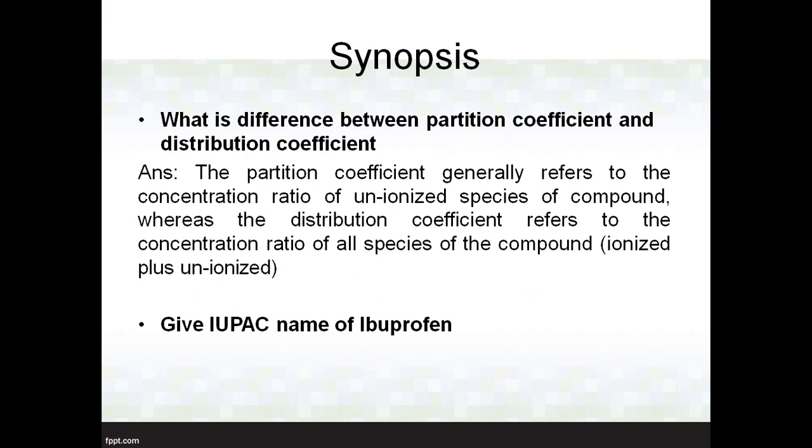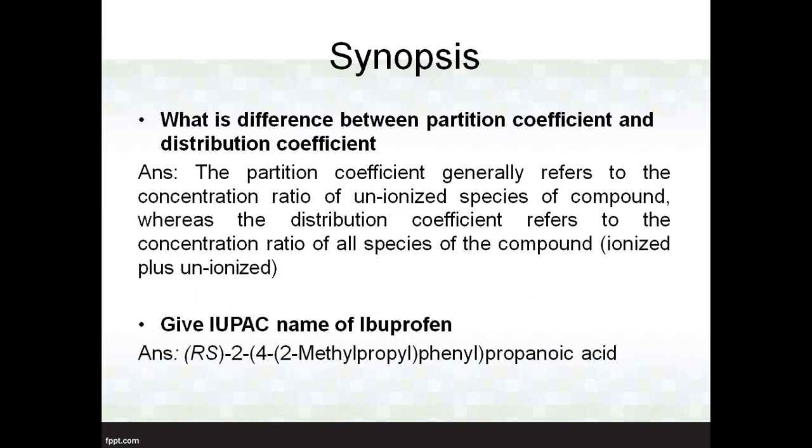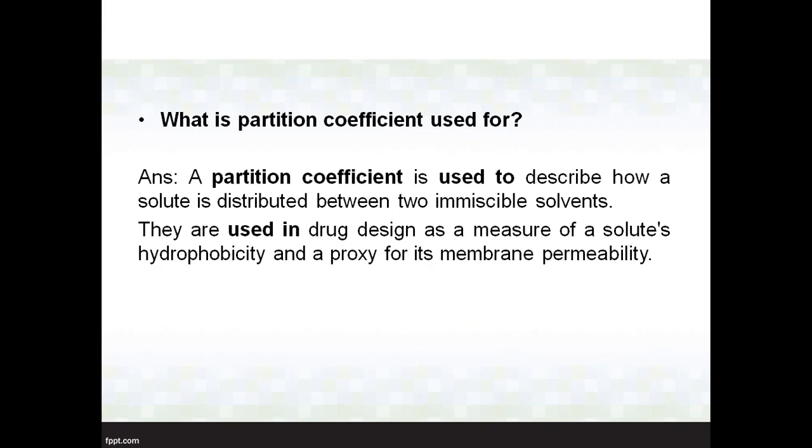Give the IUPAC name of ibuprofen. It is RS 2-(4-(2-methylpropyl)phenyl)propanoic acid. What is the partition coefficient used for? The partition coefficient is used to describe how a solute is distributed, or partitioned, between two immiscible solvents, where one solvent is hydrophilic and the other is hydrophobic. They are used in drug design as a measure of a solute's hydrophobicity and a proxy for its membrane permeability.